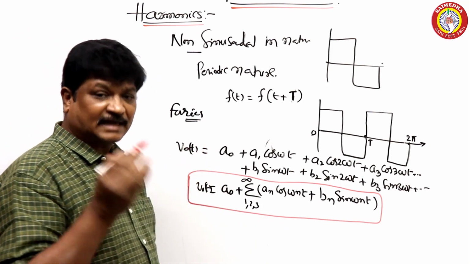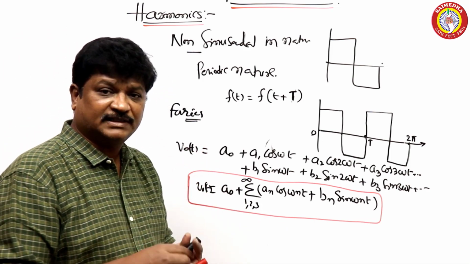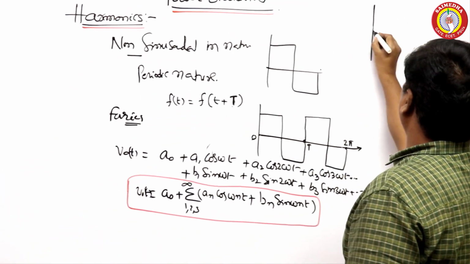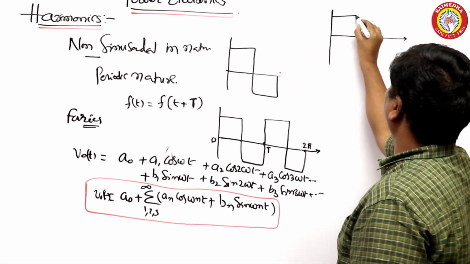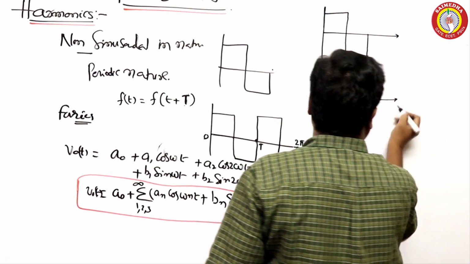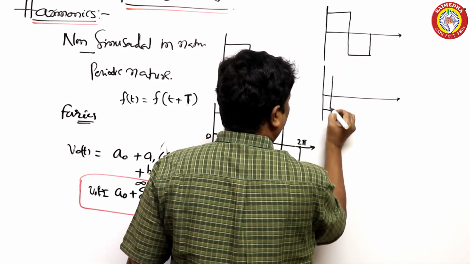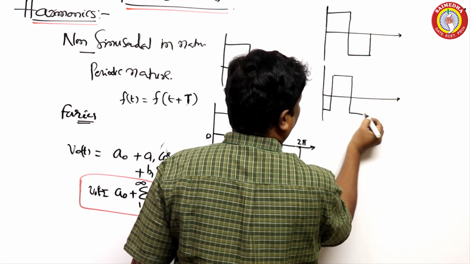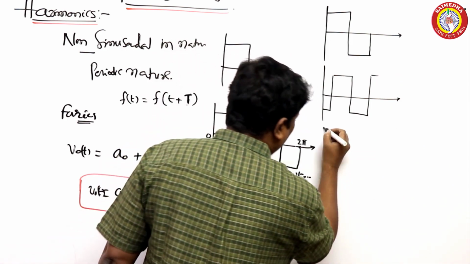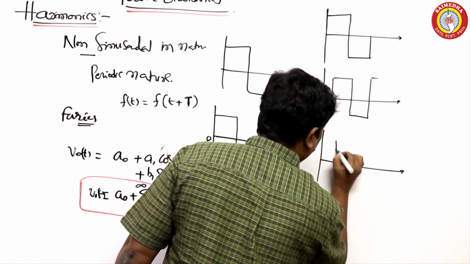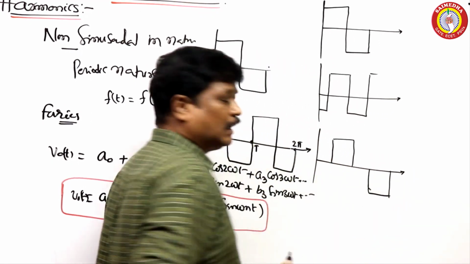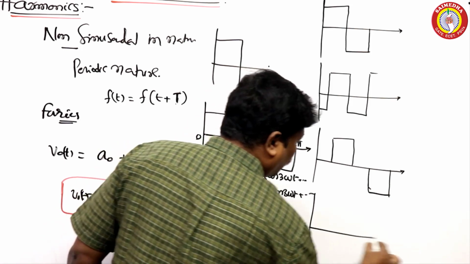But what is our idea? First of all, you have a waveform like this. There is another waveform like this. Clearly try to observe. Another waveform is like this. And one more waveform is like this.